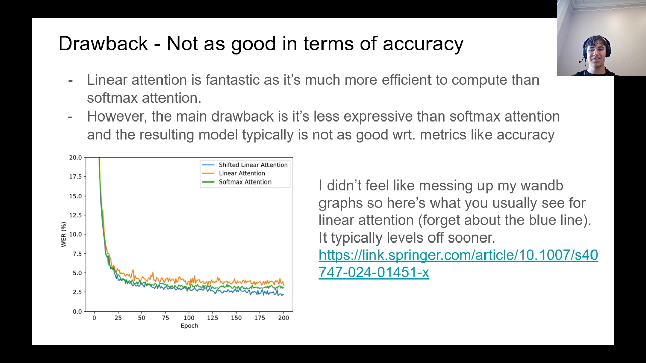You have softmax attention, very inefficient to compute, very, very expressive. Linear attention, on the other hand, is very efficient to compute, but not as expressive as softmax attention. So you have this trade-off.